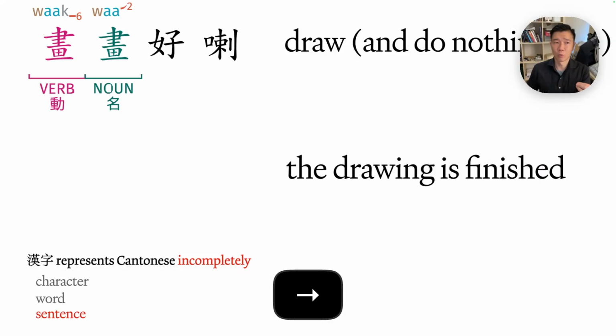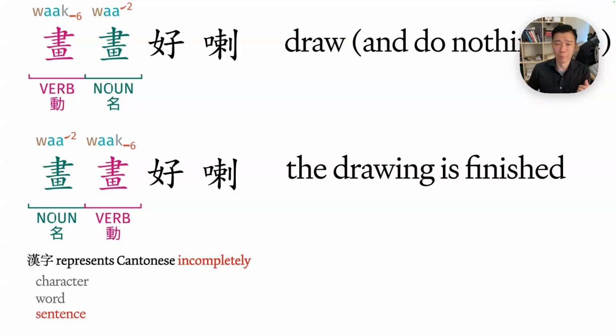So for example, when we say 畫畫好啦, and 畫畫好啦, these two versions are written exactly the same way, but when you say 畫, it means a verb. If you say 畫, that is a noun. So the two actually would mean draw and do nothing else on the top. 畫畫好啦, 做第二啲嘢就要罰抄啦. And the middle one would mean 畫畫好啦, the drawing is finished.